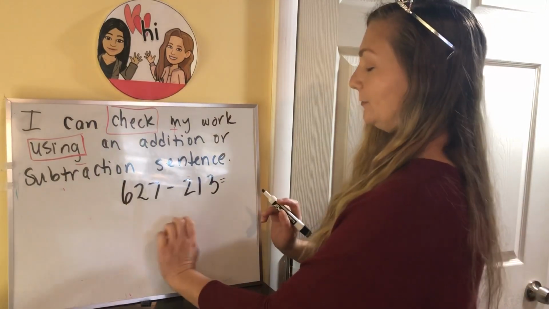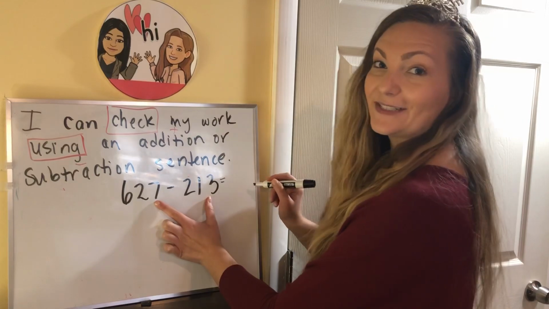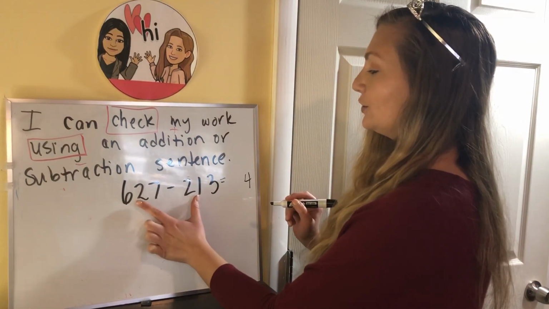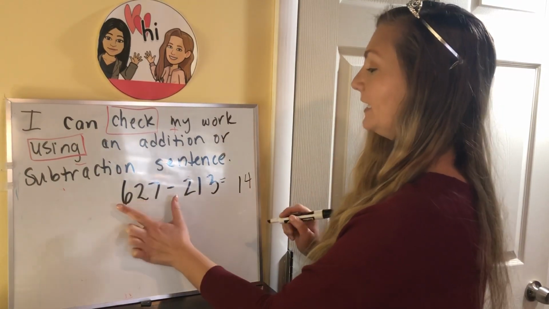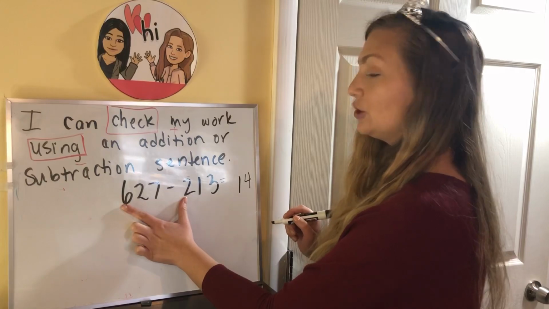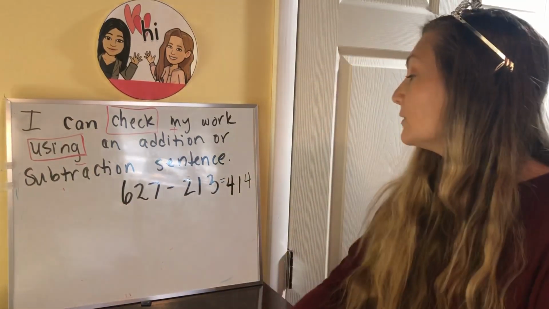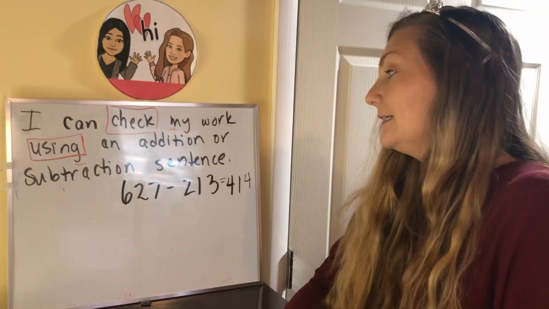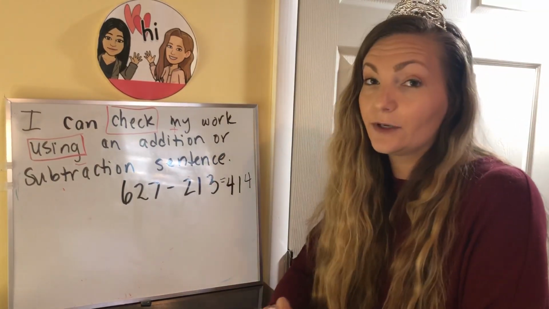If I do 7 take away 3, I get, you can say it out loud, 7 take away 3 is 4. 2 tenths take away 1 tenth is 1 tenth. 6 hundredths take away 2 hundredths is 4. So my answer was 414. I did that all in my head, and I think I was careful, but I'm not completely sure if my work is correct.